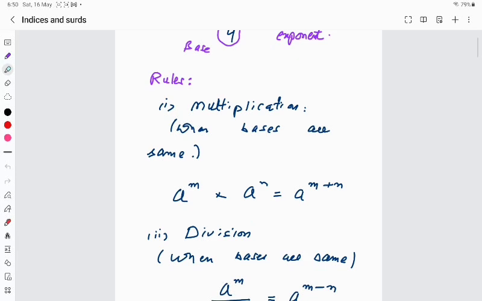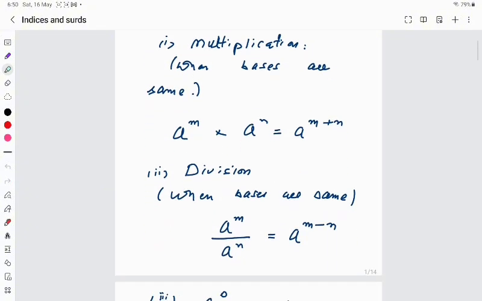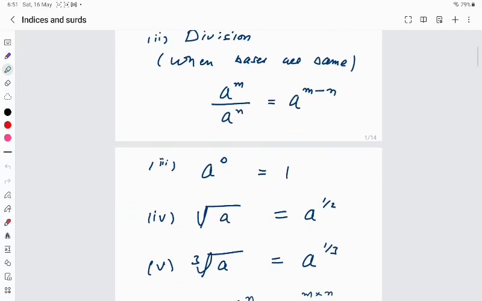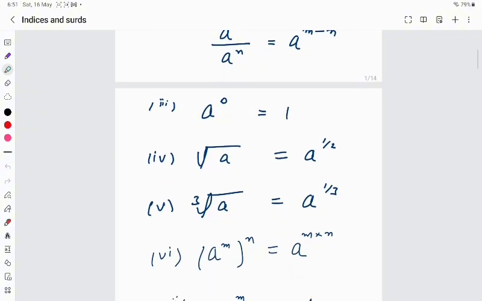First of all, when you multiply and the bases are the same, you simply add the powers. In division, when the bases are the same, you subtract the denominator power. Anything raised to the power 0 is 1. Square root of anything is power half, like a power half.